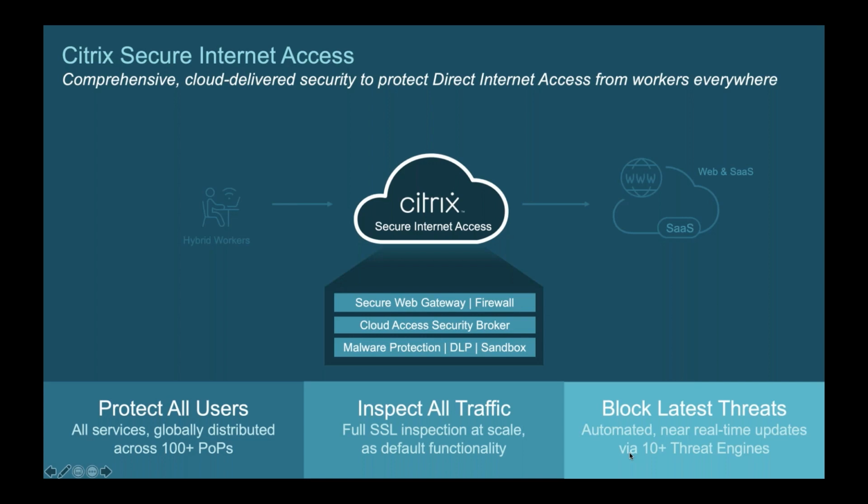So what is Citrix Secure Internet Access? It is a comprehensive cloud-delivered security product to protect direct internet access from workers everywhere. Today, you and I are most likely sitting at home right now. Some of us are probably in a branch office, some in a cafe, hopefully none of us at the airport or in a cab. But a lot of us are in different locations, trying to access cloud-based applications. For fast access, in an ideal world, we'll be going directly from our endpoint device to the cloud. That's the shortest path, and often the least latency path as well. Not always, but quite often.